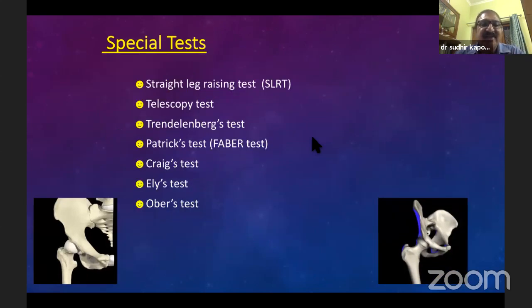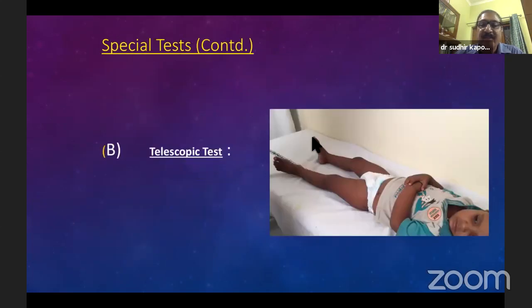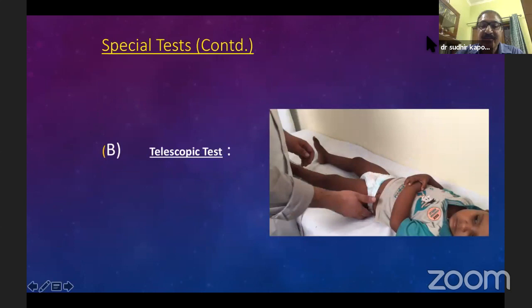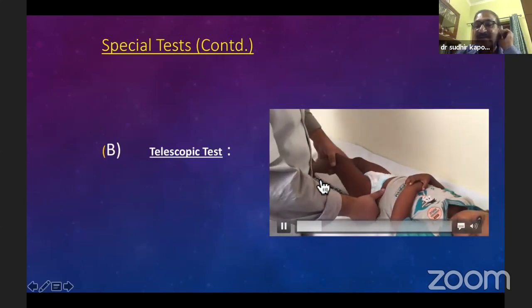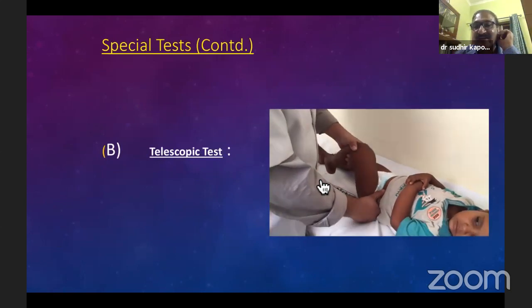These are the special tests. I'll not tell you the details. Only two tests are important. This is a telescoping test. If the hip is unstable, this is how the telescoping test is done.